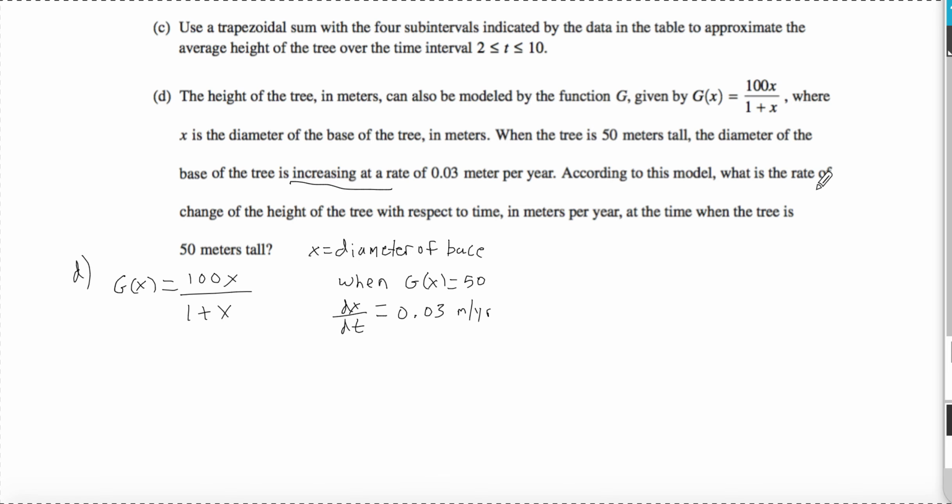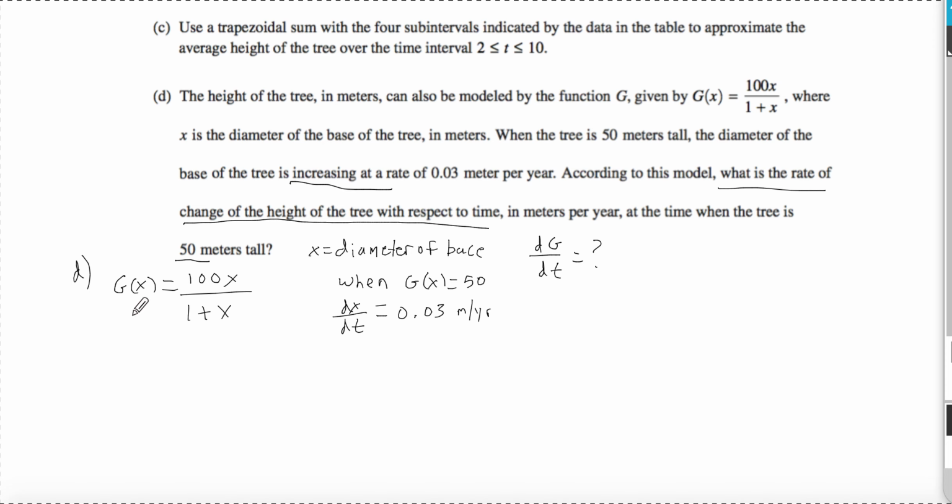According to this model, what is the rate? Here's our question. What is the rate of change of height of the tree with respect to time at the time when the tree is 50 meters tall? So what do I want in the end? I actually want dg dt, right? I want the rate of change of the height of the tree with respect to time. This starts sounding like a related rates kind of problem to me. Okay, so things are going to get interesting here. Let's go ahead and do this.